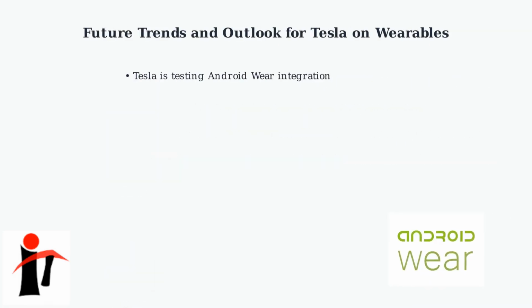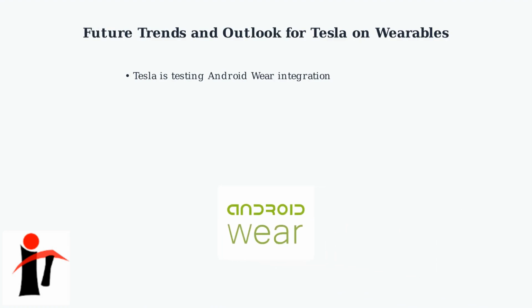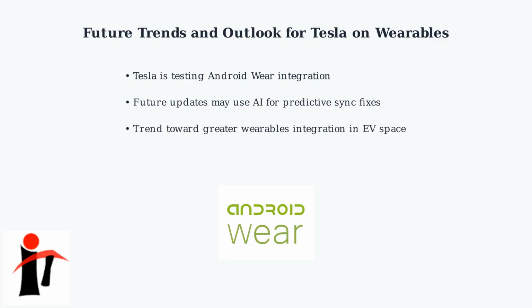Tesla is reportedly testing Android Wear integration to expand compatibility beyond Apple Watch to other smartwatches. Future Tesla app updates may incorporate artificial intelligence for predictive sync fixes, potentially auto-resolving region issues through intelligent geolocation and user behavior analysis. The broader trend is moving toward greater wearables integration in the electric vehicle space, with more automakers adopting smartwatch controls for enhanced user convenience.